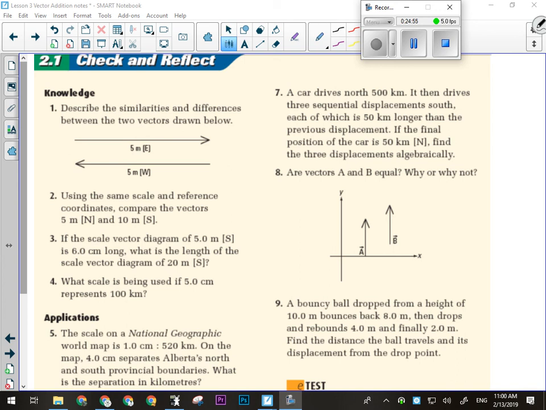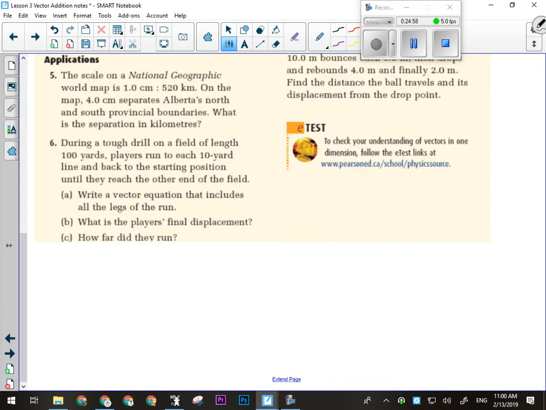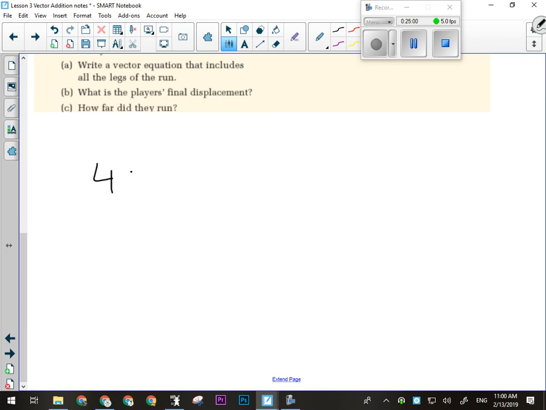Now, here's the thing. They don't tell me what the first length is. All they tell me is that the three things add up to 450. But they do say that each one sequentially is 50 kilometers longer than the one before. So I don't know how long the first one was, so it's just going to be n. The next one is 50 kilometers longer than that one. So how would I write that, not knowing what the first one is? n plus 50. And then the next one is n plus 100.